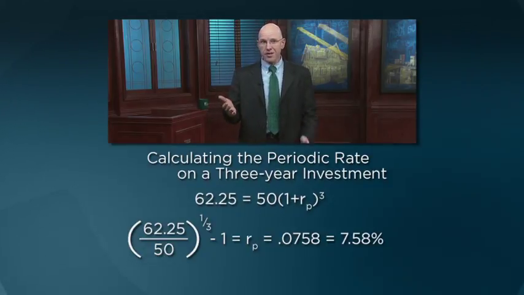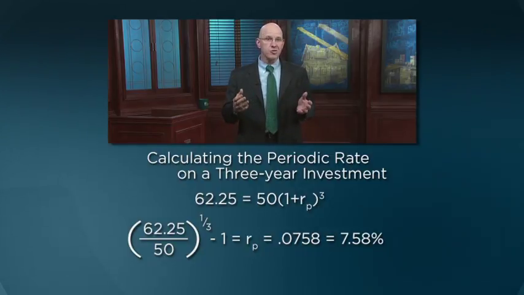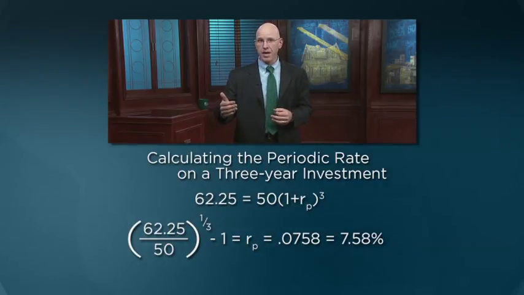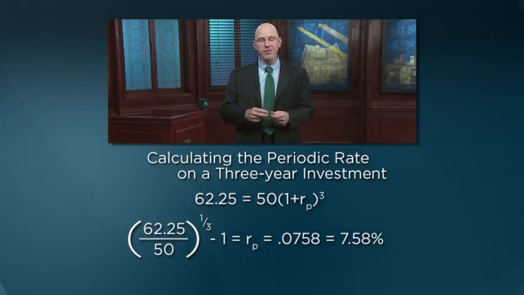This equation isn't hard to solve. We have 62.25 is equal to 50 times the quantity 1 plus R_P, that quantity raised to the 3rd power. And with a little algebra, we find that R_P is equal to 0.0758, or 7.58%.